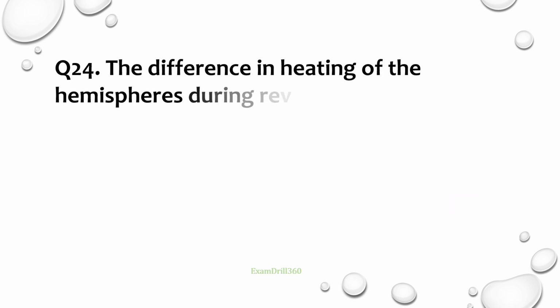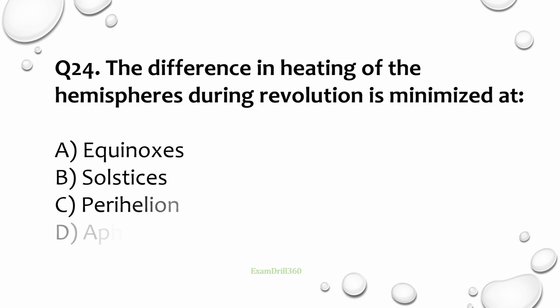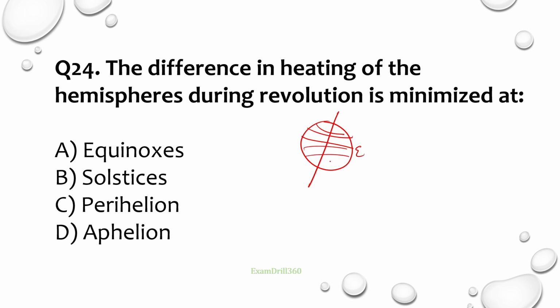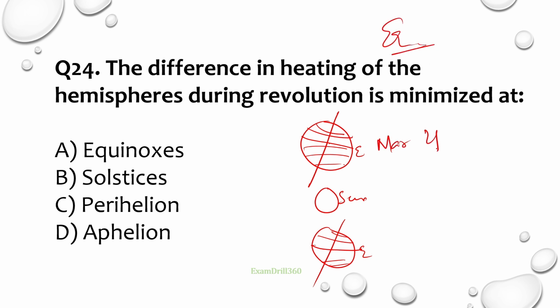Question number 24. The difference in heating of the hemispheres during revolution is minimized at what? Let's see. So if this is your equator, and the sun is here, on which days are both day and night equal? We know that is on the equinox days. So March 21st and September 23rd, these two are equinoxes. This is the vernal equinox, this is the autumnal equinox.